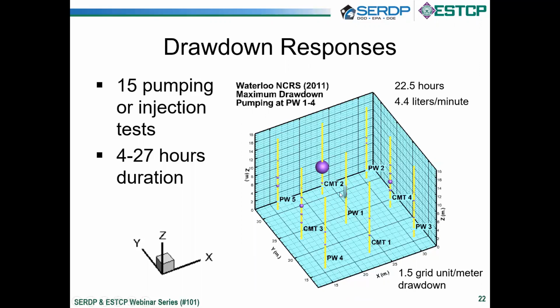Some of the tests are shorter. When we pump from a more conductive zone, the response happened quicker. And some of the pumping or injection tests were through a lower conductivity zone, so it took a longer time to get to the drawdown response. And altogether, we performed 15 tests, a combination of pumping and injection tests.